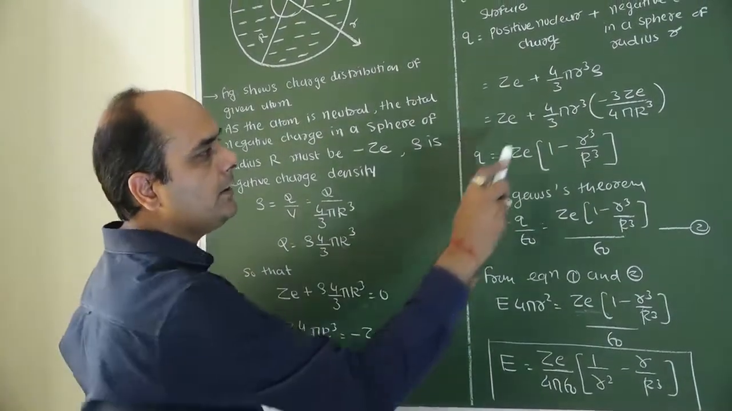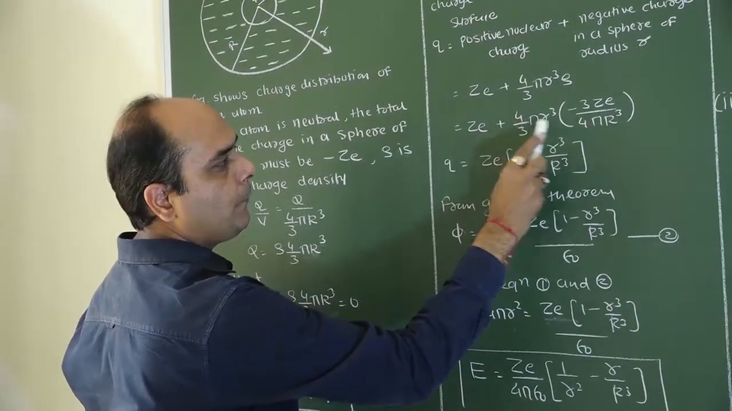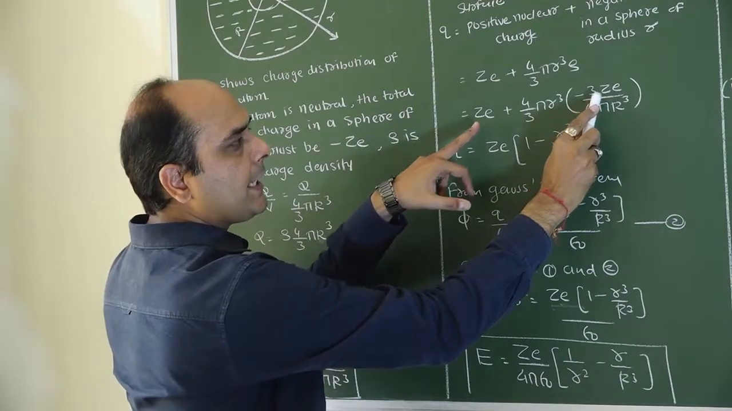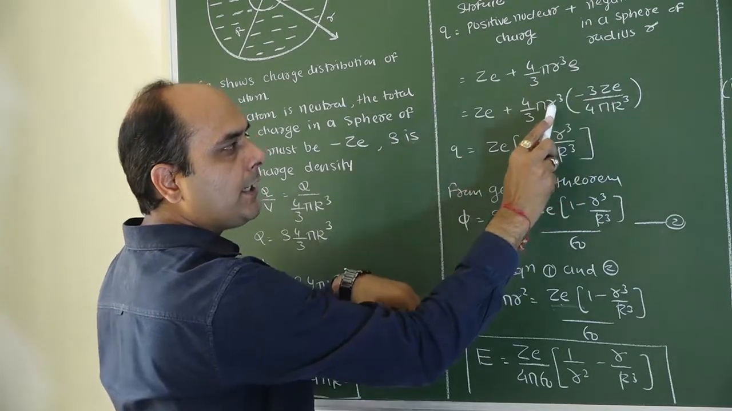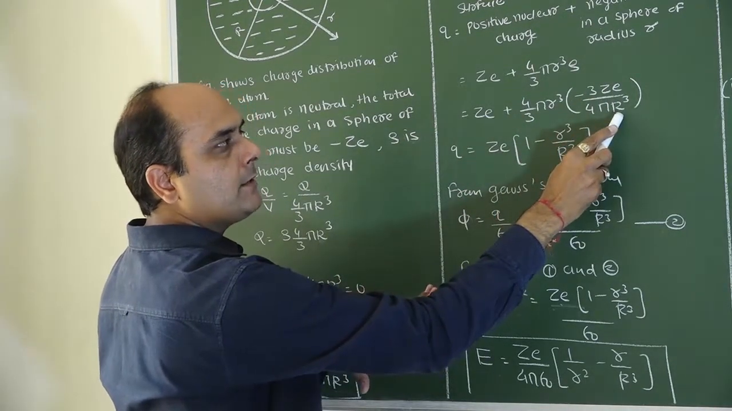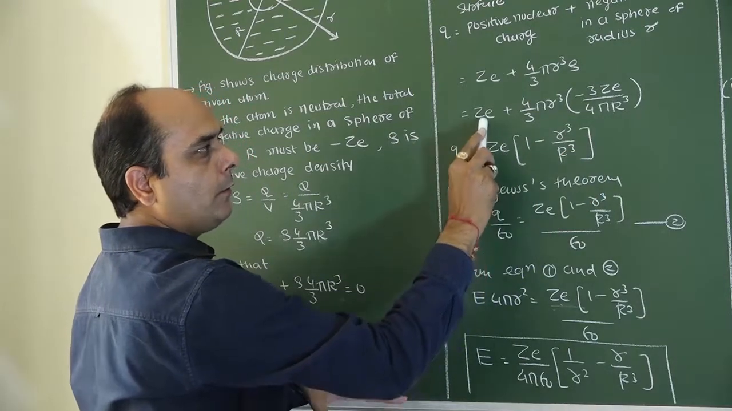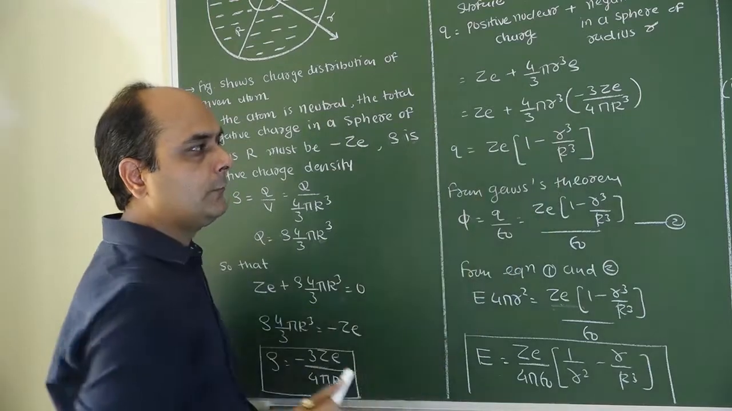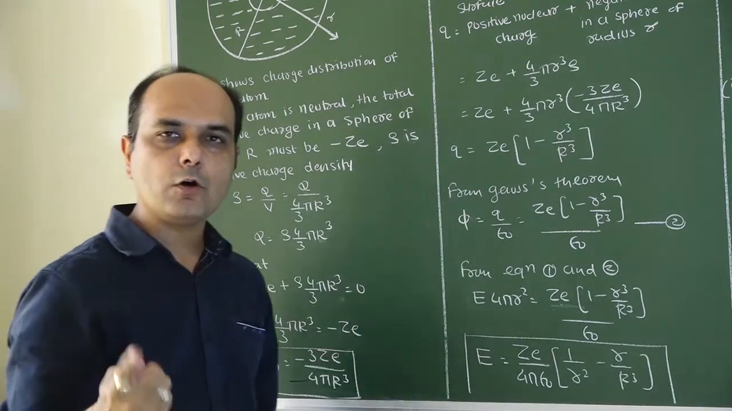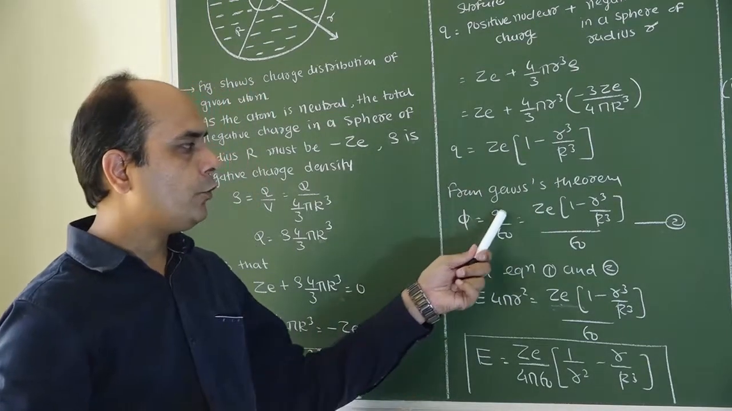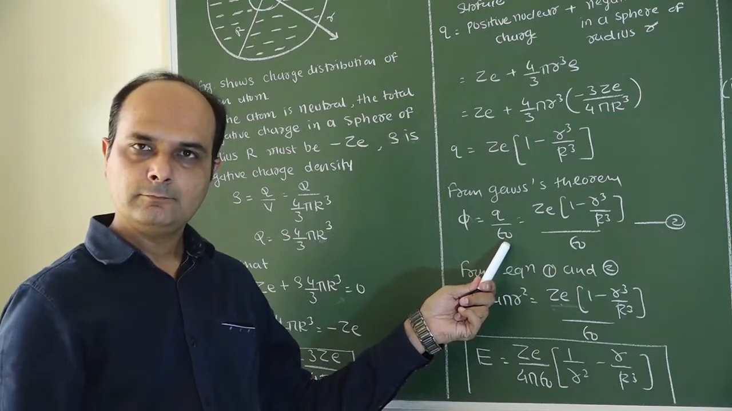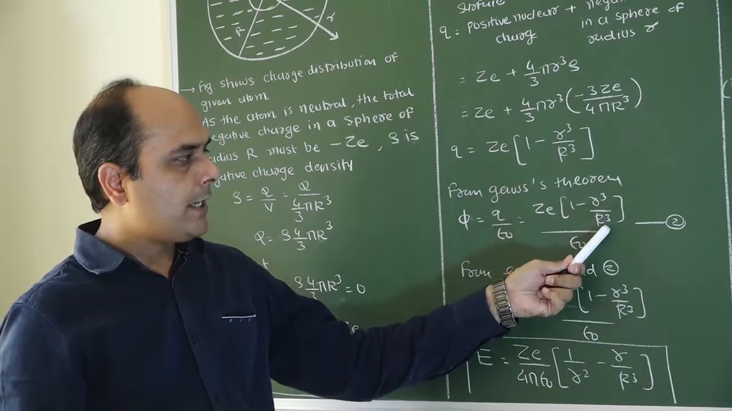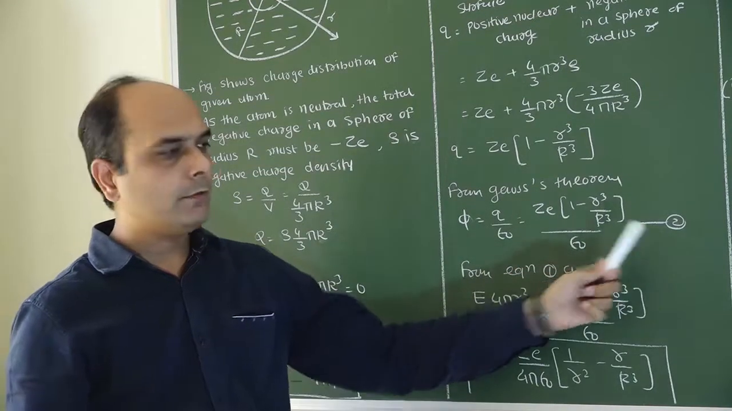Okay students, the pi cancels, 4 cancels, 3 cancels. Between them Ze is common. Which terms are remaining? Small r cube and capital R cube remain. So Ze is common, 1 minus r cube by R cube. Now from the Gauss theorem, flux phi is equal to Q by epsilon 0, where Q is equal to Ze times 1 minus r cube by R cube, divided by epsilon 0, equation number 2.